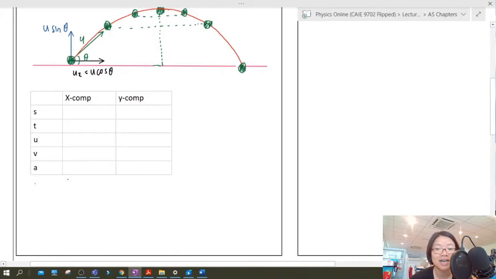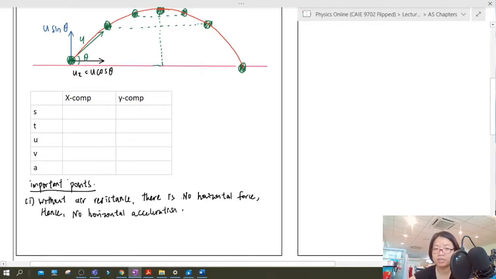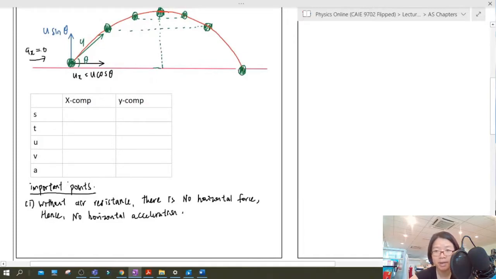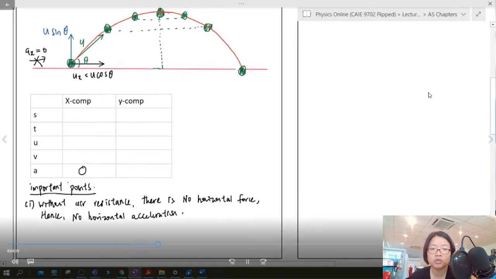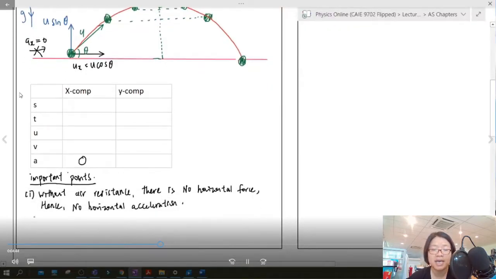Divide and conquer. So a few important points regarding projectiles. Number one, if there is no air resistance, there is no horizontal force, because what else is going to push or pull the ball horizontally? If you look at the basketball just now, it still travels horizontally, but there is no force continuing or changing its motion. Hence, there is no horizontal acceleration. ax is zero. That's why the ball keeps moving at a constant speed in the horizontal direction.